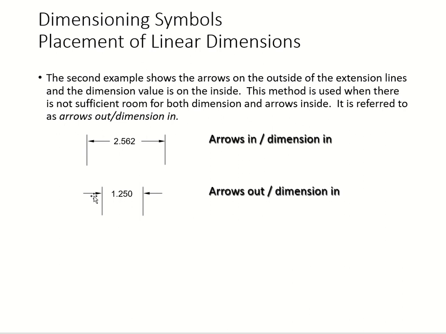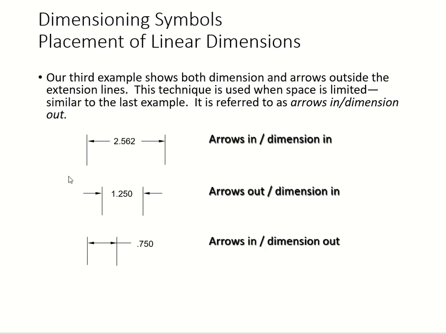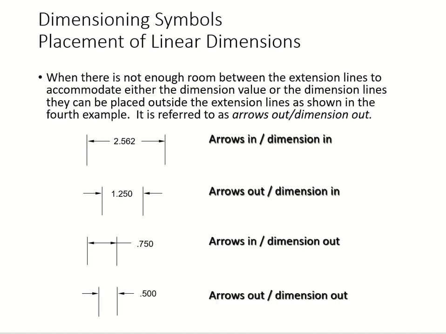Second, arrows out: the arrows are outside, and the value is inside of the extension lines. The third one, arrows in, dimension out. See, the arrow is inside of the extension lines, but the value is out. It depends on the space, it depends on your drawing space. Then arrows out and dimension out. Both in, both out, value in with arrow out, arrow in with value out. So there are 4 types.